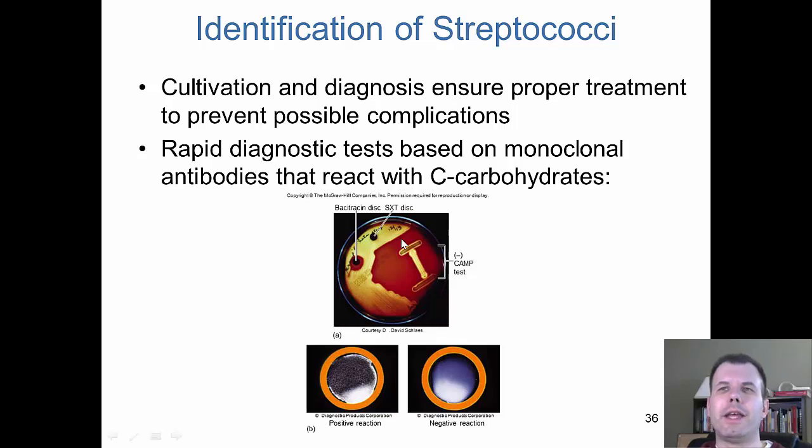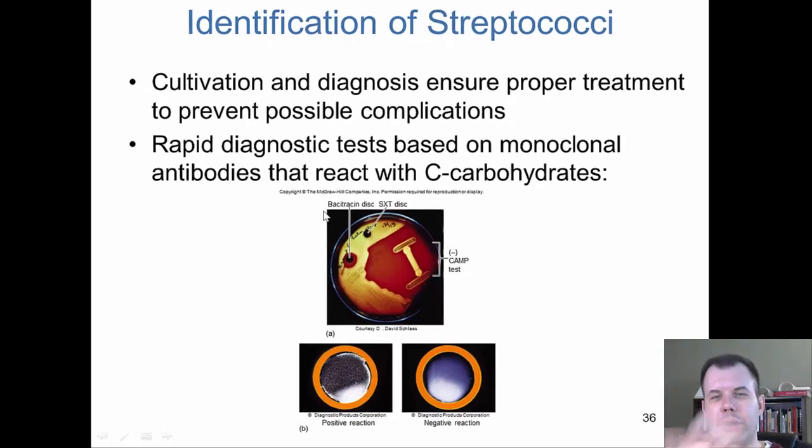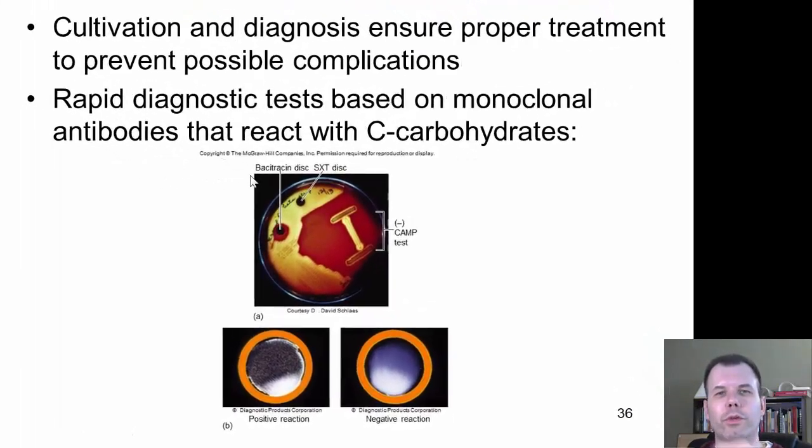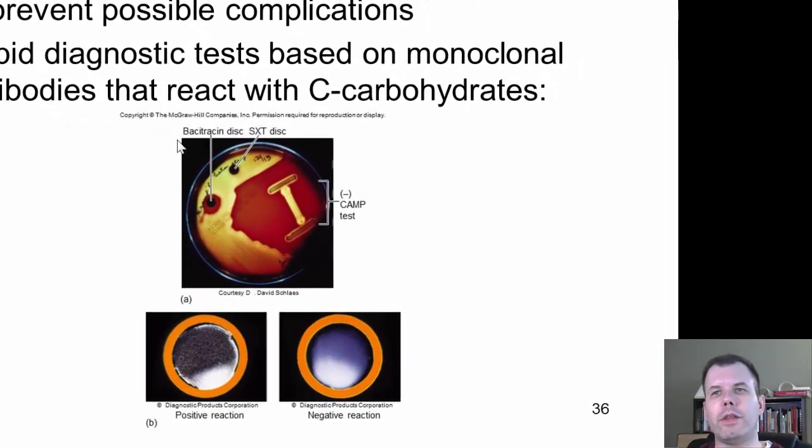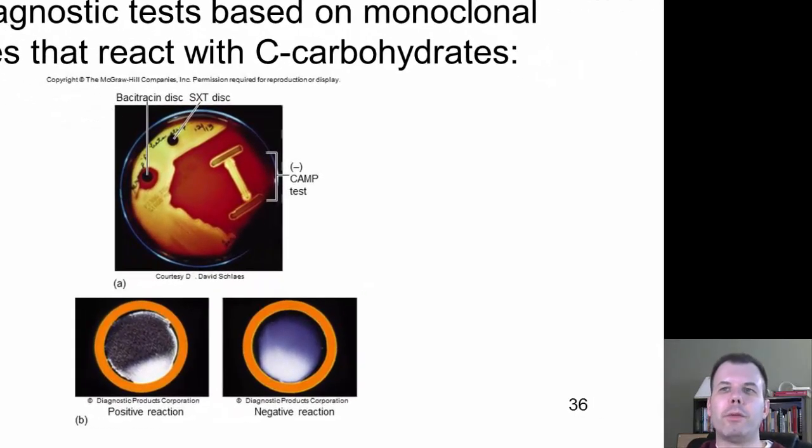And again, identification of these is based on getting the sample out. Cultivation diagnosis ensures proper treatment and prevents possible complications. So when you go to the doctor and you think you have strep throat, they'll take a swab in the back of the throat and do a rapid strep test. The rapid strep test is shown down here. A positive test will clump because the antibodies bind to the antigens. A negative strep test will not clump, and so that's how they determine it right away. And the results happen very quickly.